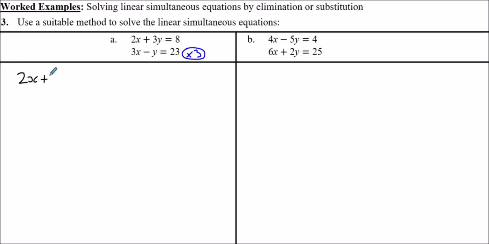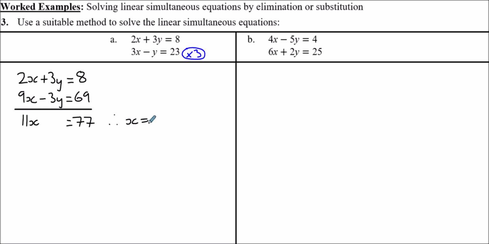So 2x plus 3y equals 8. The bottom, I'm going to have 9x minus 9y equals 69. I can then add these equations together. So 2x plus 9x is 11x. 3y plus minus 3y cancels. 8 plus 69 gives me 77. Dividing through by 11 gives me that x is going to be 77 divided by 11, which is 7.